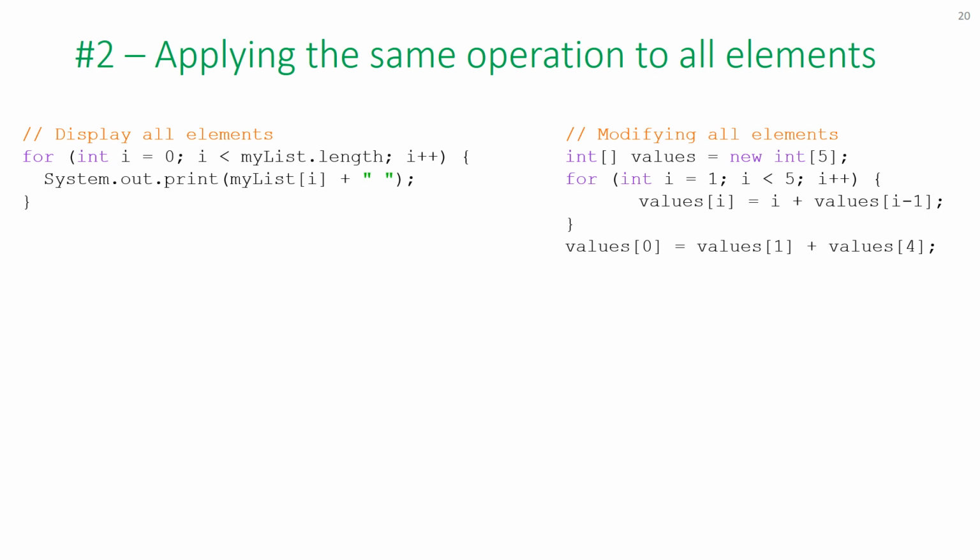Values index i, which is 0. So values index 0, the first element of the array, is equal to 0, so far so good, plus values index 0 minus 1. 0 minus 1, so values index minus 1, array out of bound exception, your program crashes at runtime, okay? So because I want to go through my array, and what I want to do to my array is pretty much assign the index of a slot to that slot and add to it the value of the previous slot, then I need to start at 1.